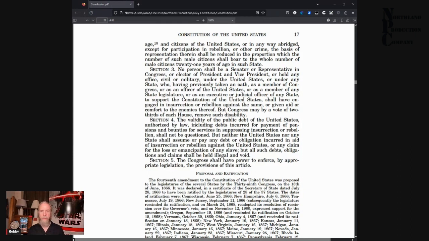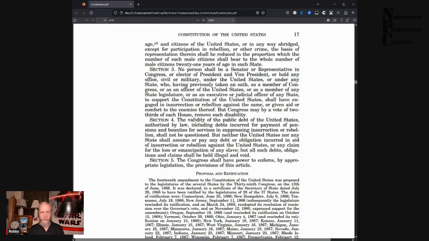Section 3. No person shall be a senator or representative in Congress, or elector of President and Vice President, or hold any office, civil or military, under the United States or under any state, who, having previously taken an oath as a member of Congress, or as an officer of the United States, or as a member of any state legislature, or as any executive or judicial officer of any state, to support the Constitution of the United States, shall have engaged in insurrection or rebellion against the same, or given aid or comfort to the enemies thereof. But Congress may, by a vote of two-thirds of each house, remove such disability.